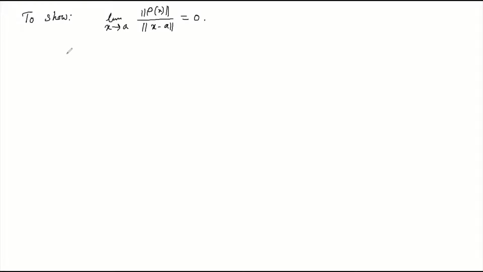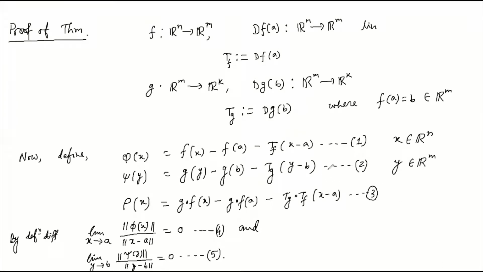Now what is rho of x? Rho of x is equal to g composite f acting on x minus g composite f acting on A, minus T_G composite T_F acting on x minus A. And from equation number 1, T_F acting on x minus A is basically f of x minus f of A minus phi of x.